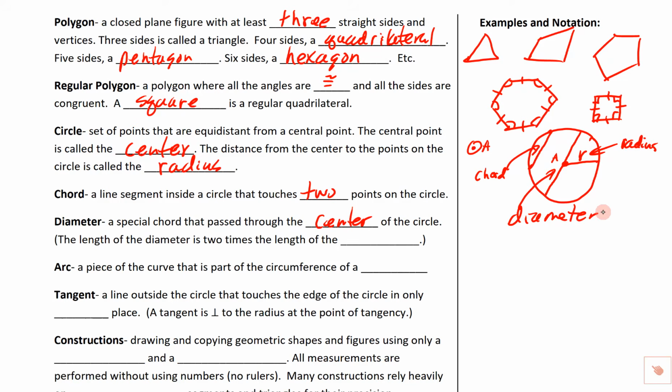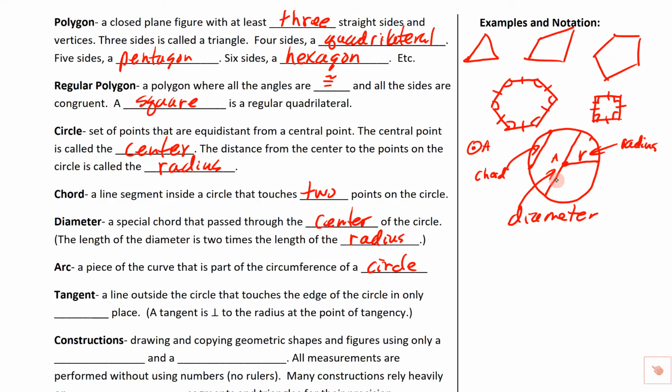All right, now the length of the diameter is 2 times the length of the radius. The radius is from the center to the edge, and the diameter is all the way across, so it would be 2 radiuses, or 2 radii. So the length of the diameter is 2 times the length of the radius. Okay, and then an arc is a piece of a curve that is part of the circumference of a circle. Now remember, the word circumference is the distance around the outside of a circle. It's a fancy word for the perimeter of a circle.